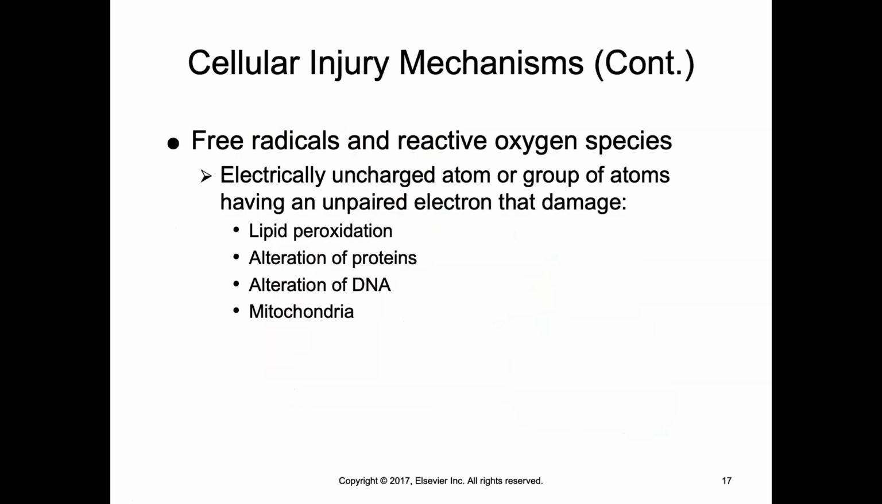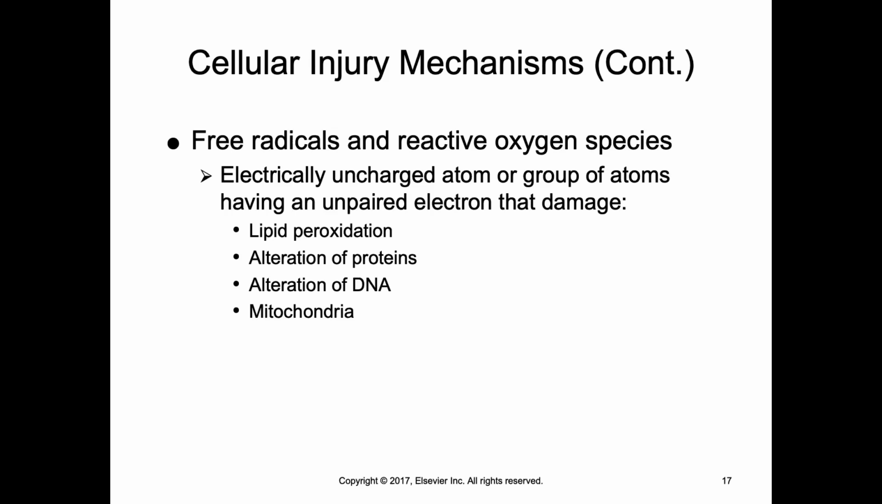Free radicals. Remember that free radicals are basically oxidizing agents. And what they do is they steal electrons from healthy molecules and cause them to break down. Okay. What you'll see with these reactive oxygen species is lipid peroxidation, protein changes, changes in DNA, and changes in mitochondria. Okay. Basically oxidative stress.